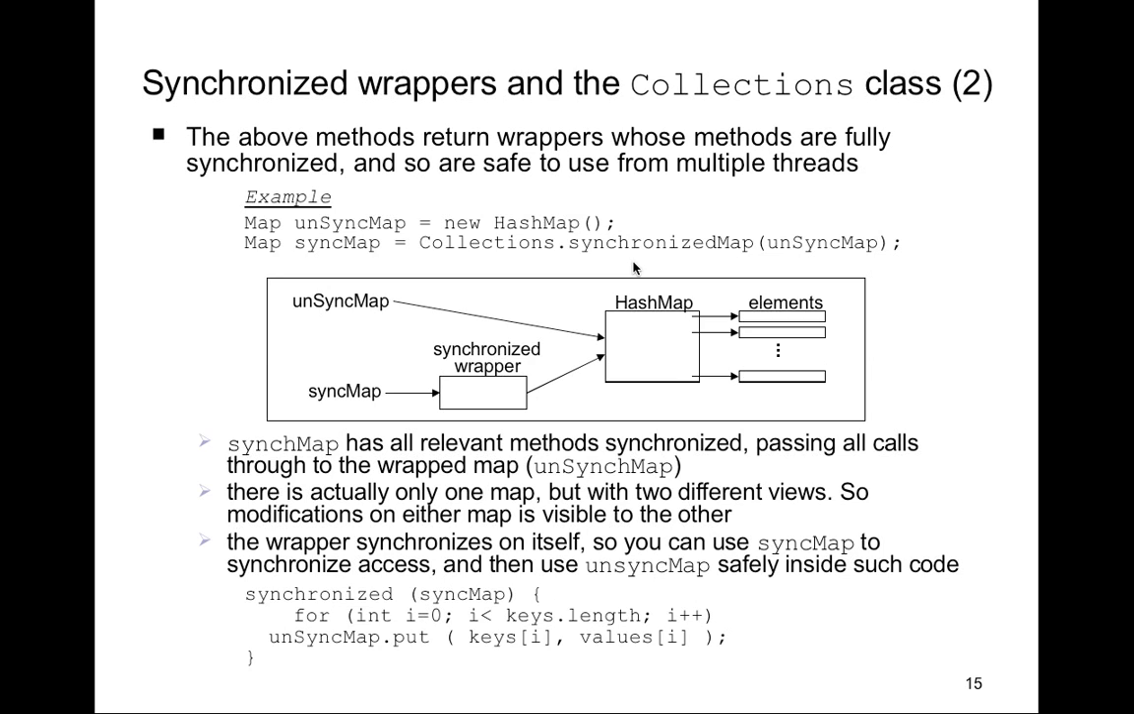So one method knows when another method is actually updating something, and if something is updated, then it knows to refresh whatever it has, not to count on whatever information it was previously keeping because somebody else has updated it. So we know we need to get updated again. So the wrapper synchronizes on itself, so you can use a sync map to synchronize access and then use an unsync safely inside such code.